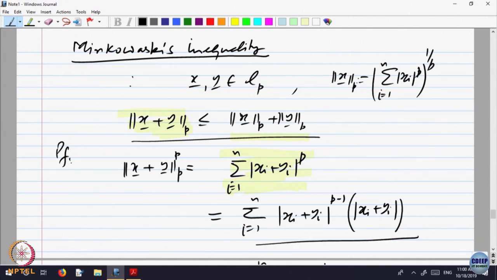Split the power into two parts, that into minus 1, absolute value, this minus 1 into this, and this gives you less than or equal to the norm. So, it splits into two terms, and then it is only the arithmetic jargon, you simplify the powers and all that. So, that is okay. So, that is Minkowski's inequality.